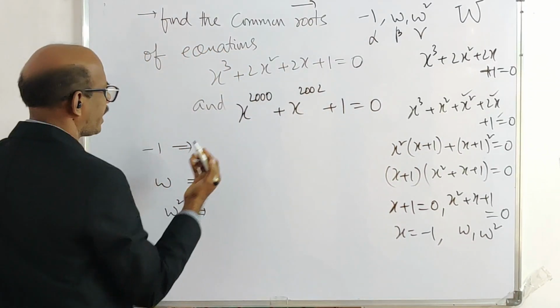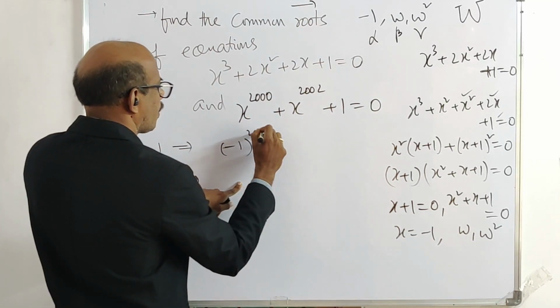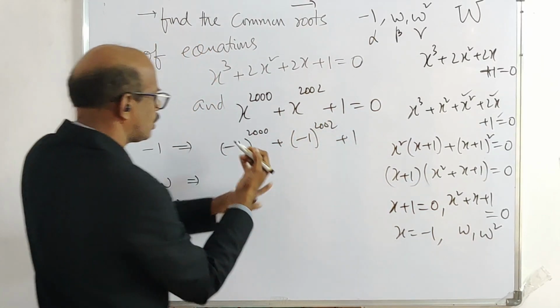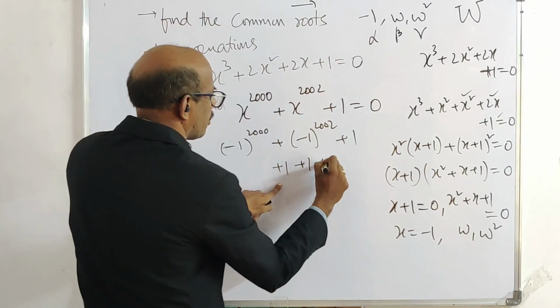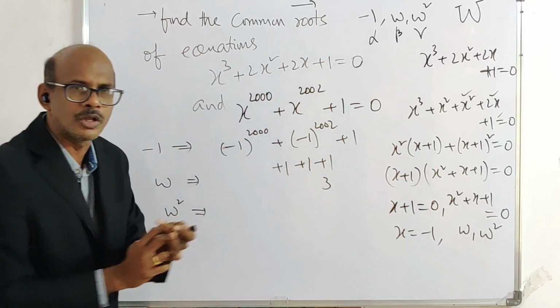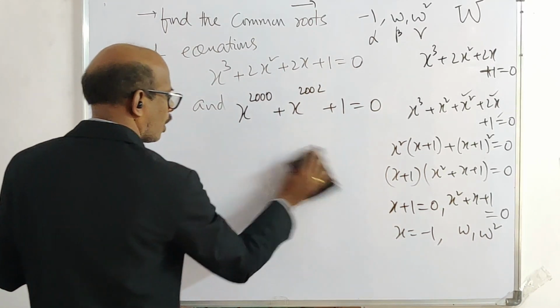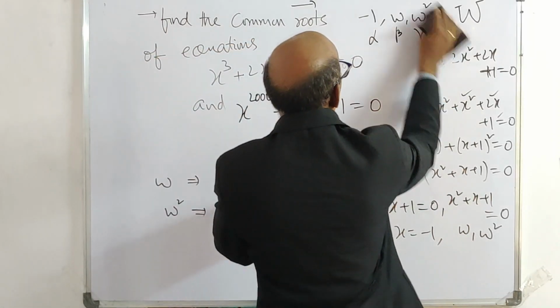So here, if I put x equal to minus 1 in the second equation, it will be like this. If you observe, minus 1 to an even power will be plus 1. It is an even power, so plus 1 and plus 1, it will be 3. It is not equal to 0. Not satisfied. Therefore, minus 1 is not a common root for both the equations.